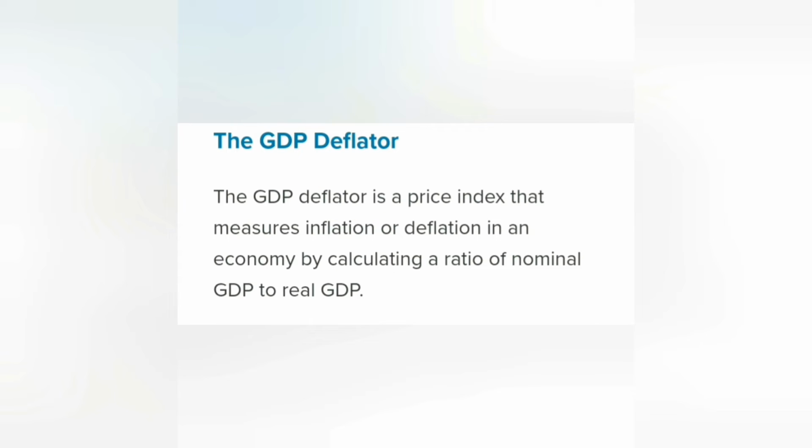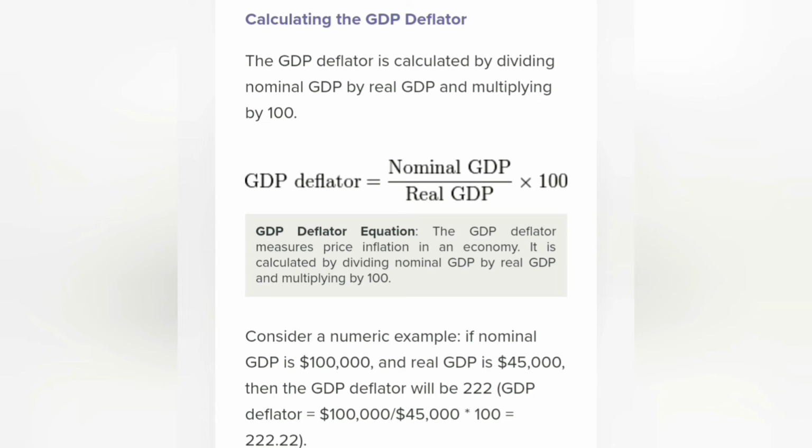GDP deflator is a price index that measures inflation or deflation in an economy by calculating a ratio of nominal GDP to real GDP. Next, we can calculate the GDP deflator. The GDP deflator is calculated by dividing nominal GDP by real GDP and multiplying by 100. The formula: GDP deflator is equal to nominal GDP divided by real GDP times 100. That equation measures price inflation in an economy.